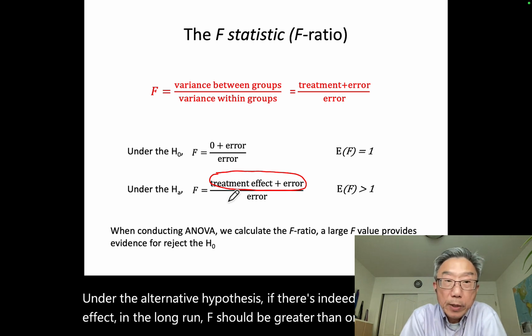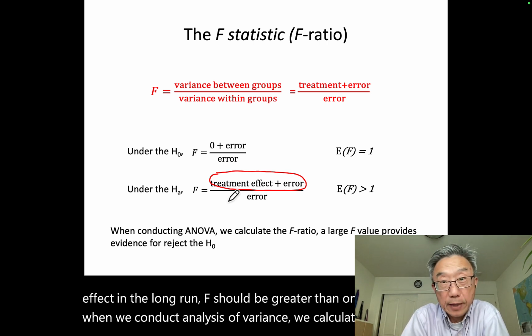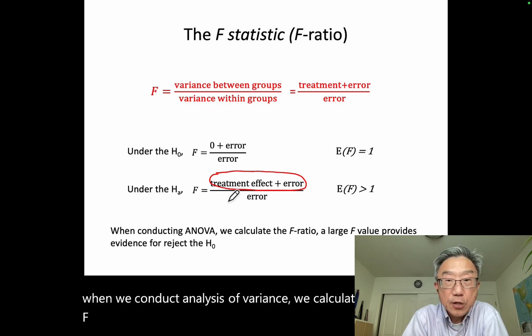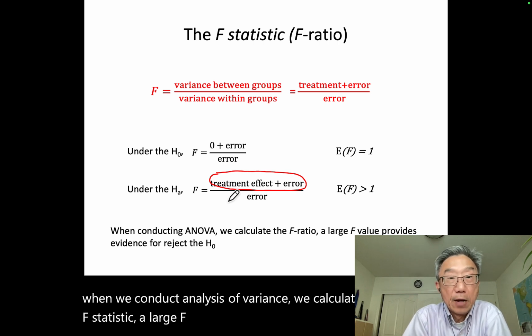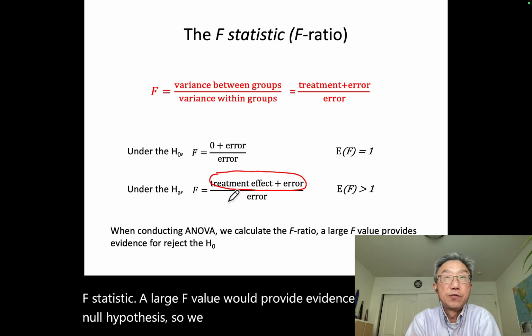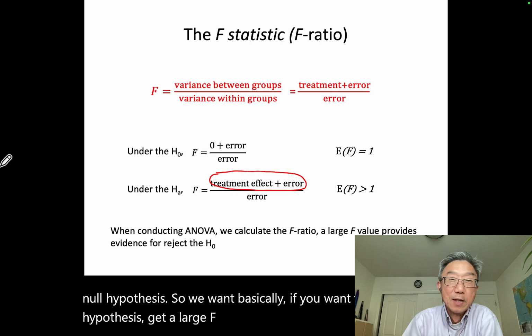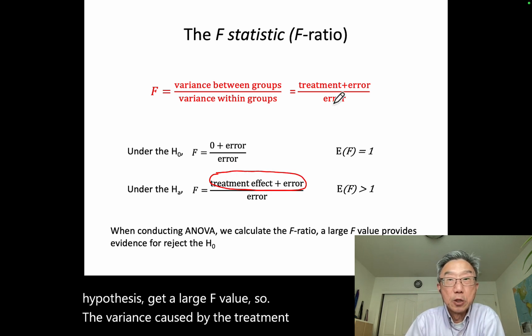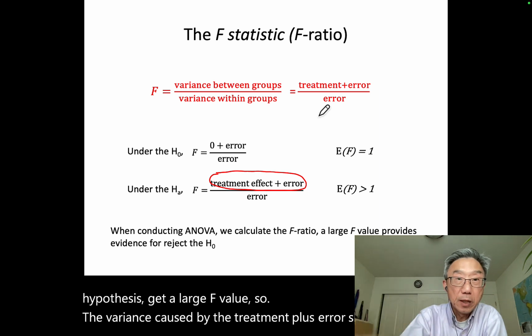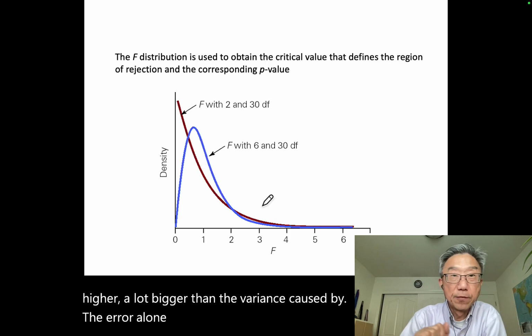Therefore, when we conduct analysis of variance, we calculate the F ratio, the F statistic. A large F value would provide evidence for rejecting the null hypothesis. So if you want to reject the null hypothesis, you want a large F value. The variance caused by the treatment plus error should be a lot bigger than the variance caused by the error alone. Okay, so that's the F statistic.